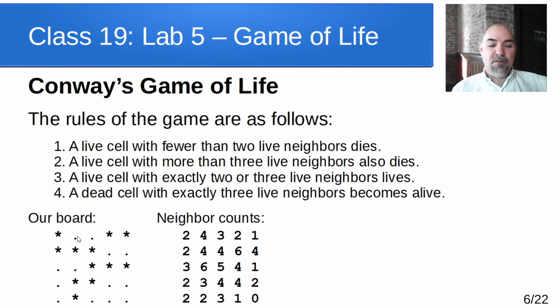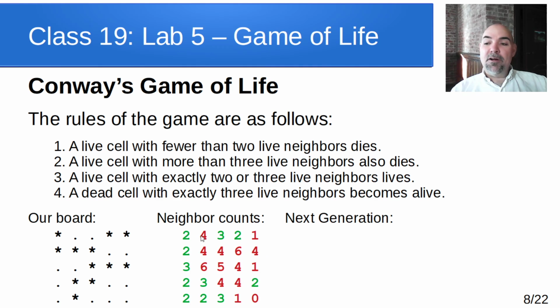What about the second one over? That has 4 neighbors, but it's also dead, so that one's going to stay dead. The next one over here has 3 neighbors, and it is currently dead, so that one is going to spring to life. So the idea here is, what's that next generation going to look like?